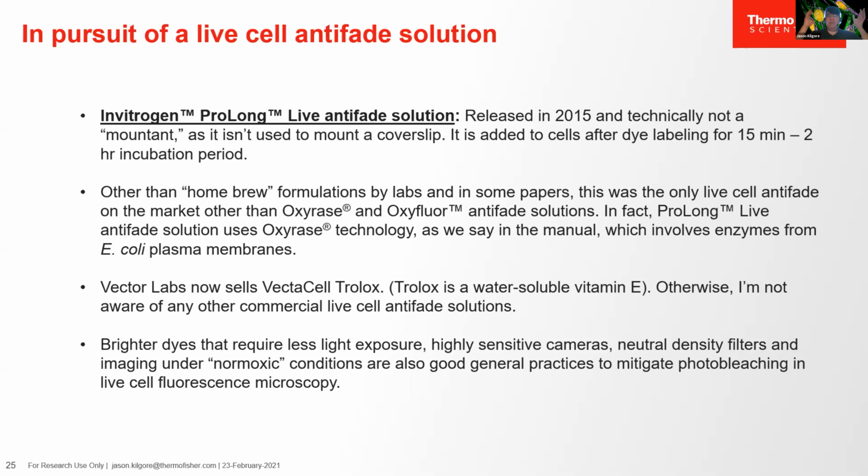Of course, anytime you add something to live cells, you risk affecting live cell function. So for live cells, I recommend doing those earlier things I mentioned, limiting the light exposure, throwing in neutral density filters, and changing settings as much as possible. But if those things are not enough, under normoxic conditions, if you will, then you can add ProLong Live to reduce the photobleaching.